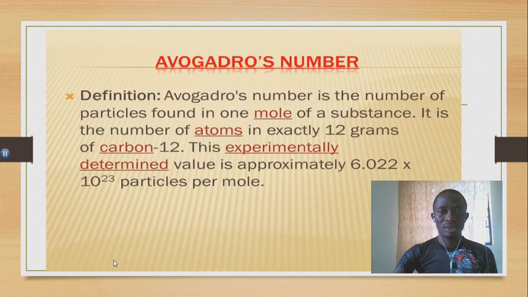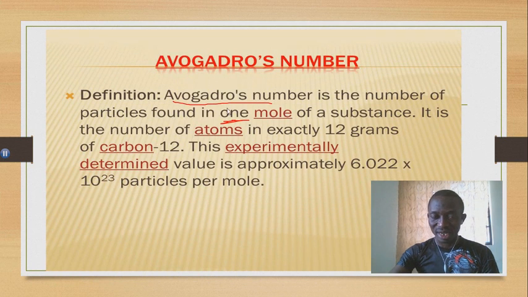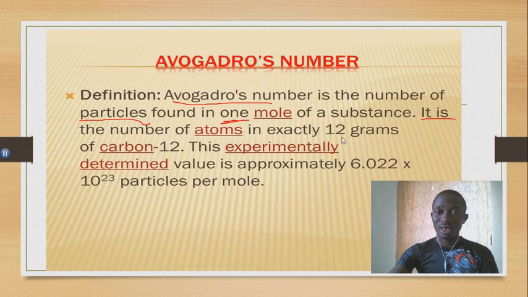So I look at, in terms of Avogadro's number, Avogadro's number is the number of particles found in 1 mole of a substance. I want you to underline that: 1 mole of a substance, as we have said earlier, contains Avogadro's number of particles. And as we pointed out in the definition of mole, we said it is the number of atoms that we have in 12 grams of carbon 12. Carbon 12 is a very good standard which every student or every scientist must know. So this is experimentally determined to be 6.022 times 10 raised to the power 23 particles.